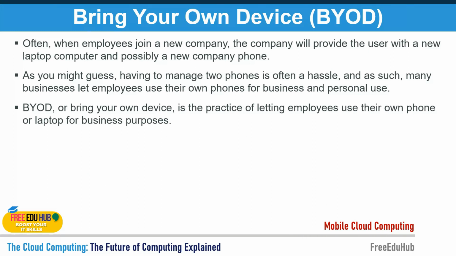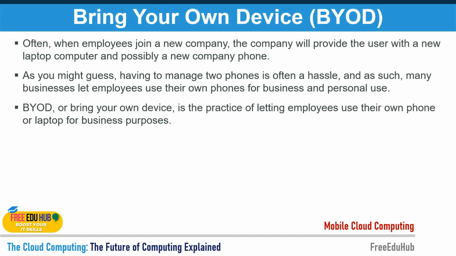It's a device that you walk in with, which is your personal device, and you use the internet provided by the organization through your personal device. Often when employees join a new company, the company will provide the user with a new laptop and possibly a new company phone. As you might guess, having to manage two phones is often a hassle. And as such, many businesses let employees use their own phones for business and for personal use, and they pay them for that. We are not giving you a mobile phone, you'll use your own personal mobile phone, and these are the charges for using your own personal equipment for official purposes. Now, bring your own device.